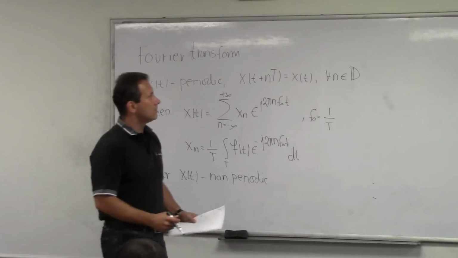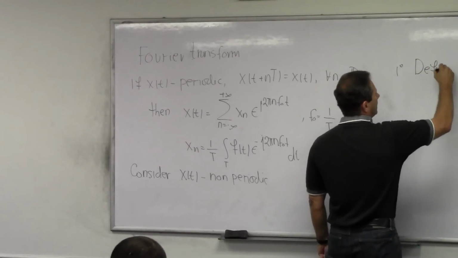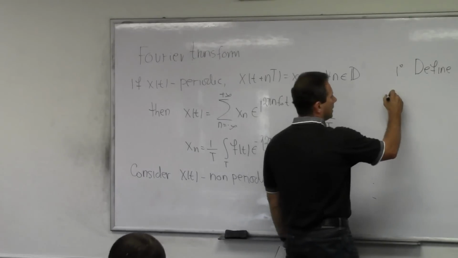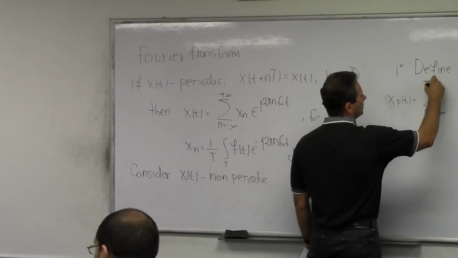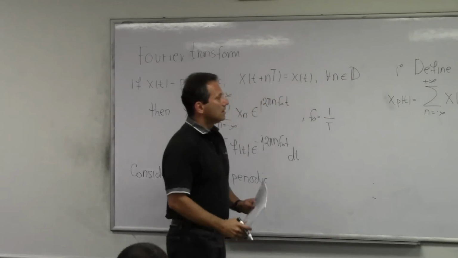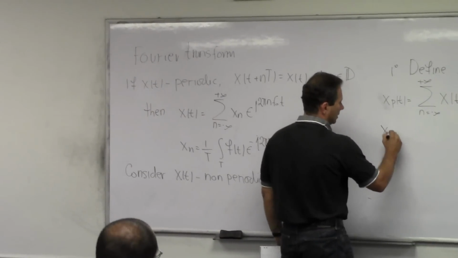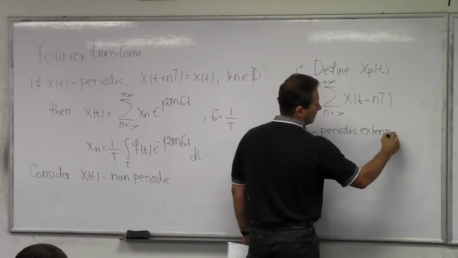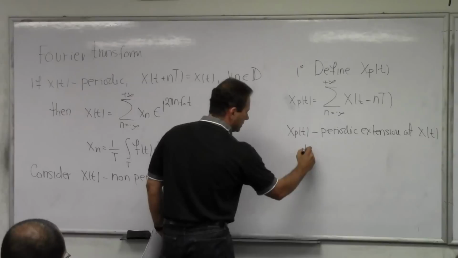We're going to go through a two-step process. In step 1, I'm going to say, okay, x of t is non-periodic, but I'm going to define a different signal that I'm going to call xp of t, defined like this: xp of t is equal to the sum over n, where n goes from minus infinity to plus infinity, of x of t minus nT. Now, this signal is periodic. We call this signal xp of t a periodic extension of x of t.